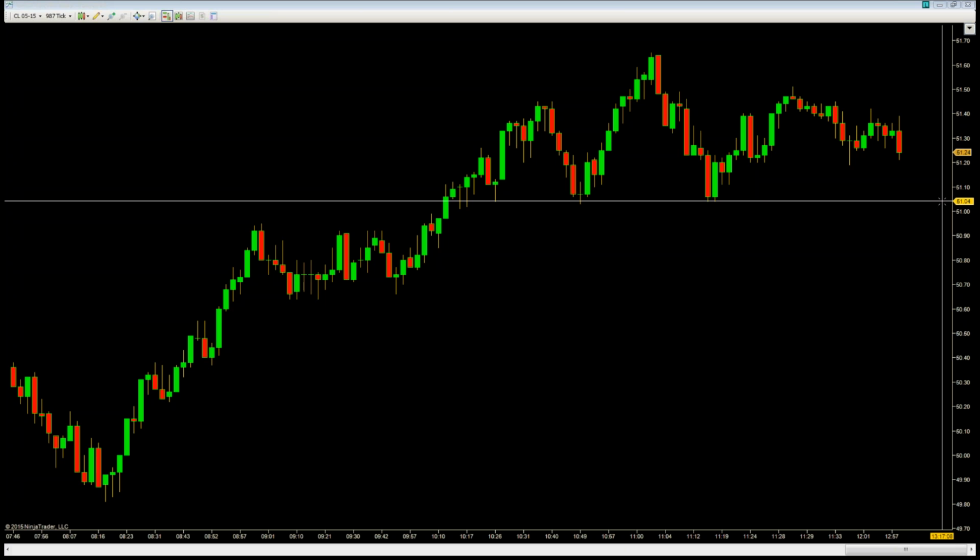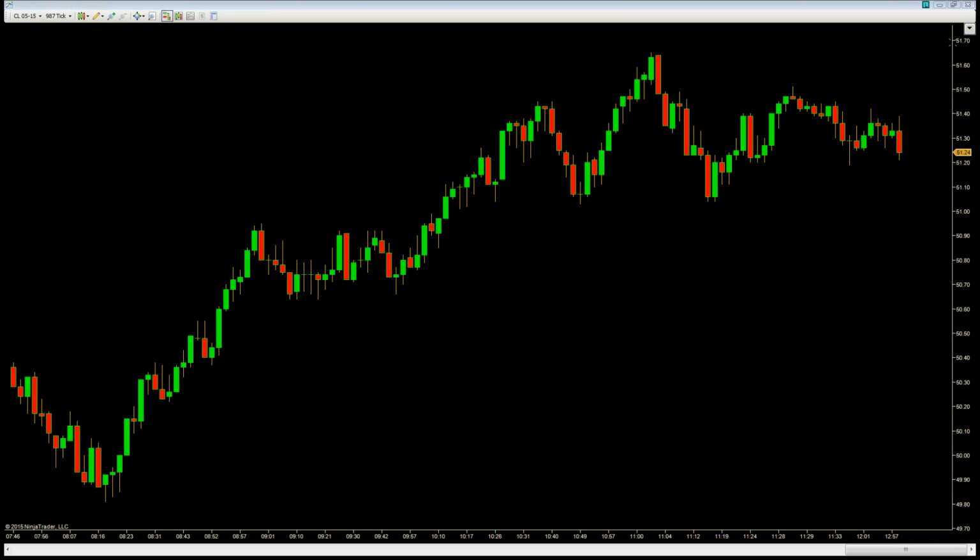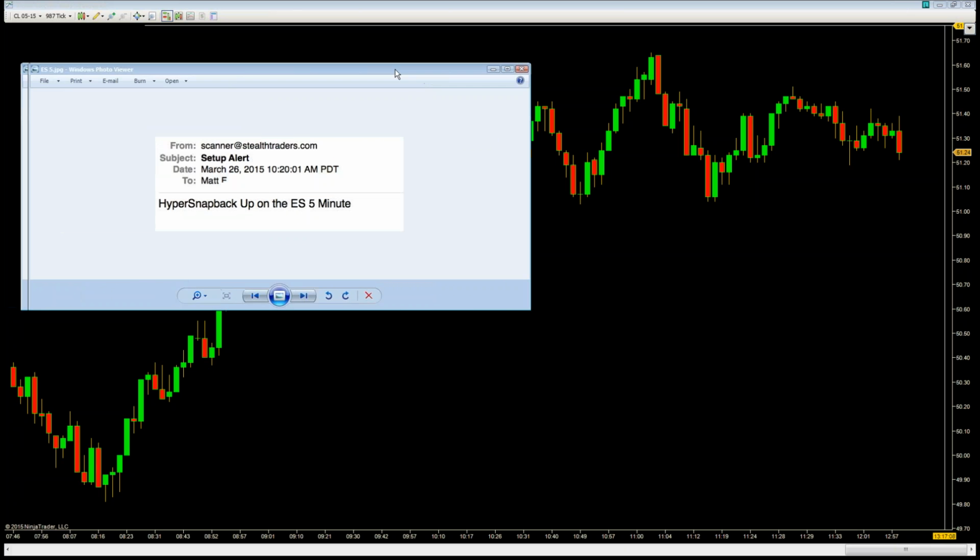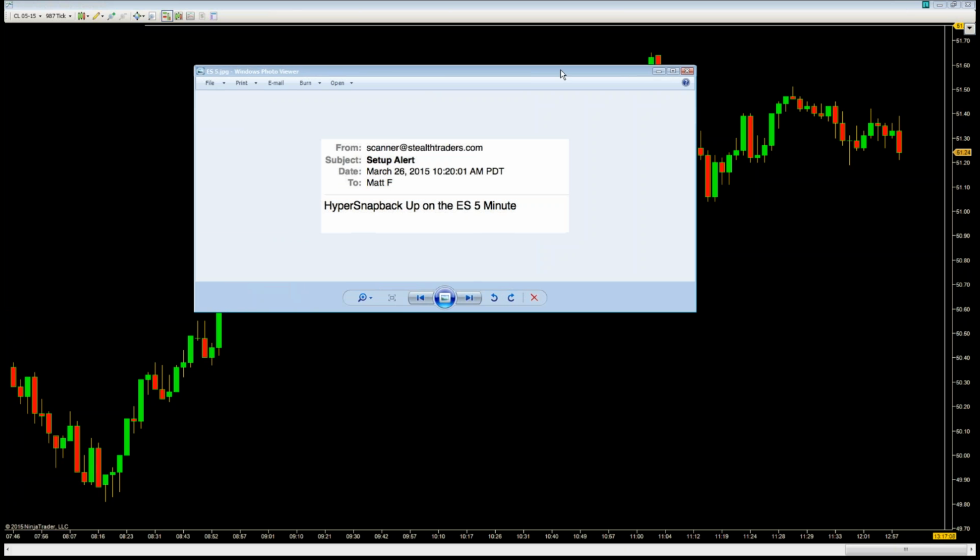So what we're going to talk about today is the scanner with the HyperSnapback. What the scanner does is send you an email, and I'll bring the email over here so you can see it. This is the first one that we'll look at. It eliminates self-sabotage and negative beliefs in regards to trading. So let's get right into it. This is the HyperSnapback up on the ES 5-minute.